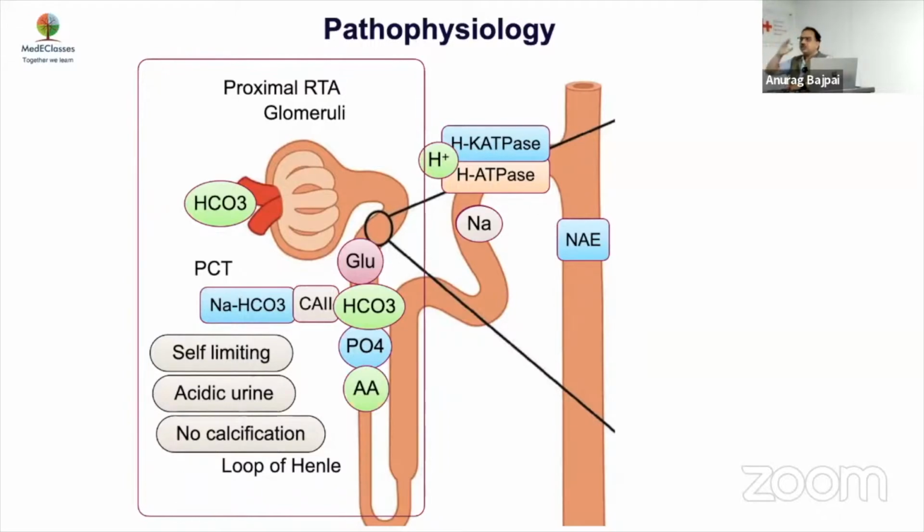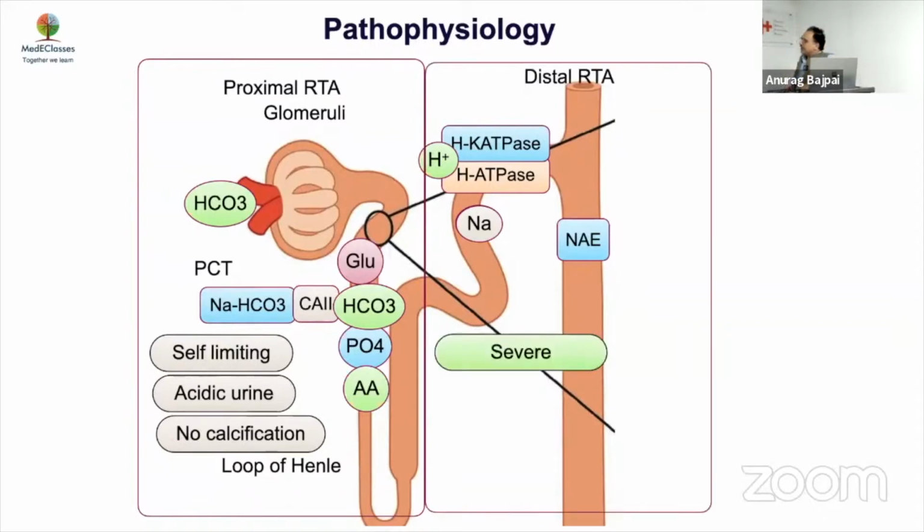Now, because distal RTA patients have more severe acidosis, they will have more hypercalciuria. But because citraturia also happens in proximal RTA, that protects them from developing nephrocalcinosis. So nephrocalcinosis, and not hypercalciuria, is the marker that distinguishes between proximal and distal RTA.